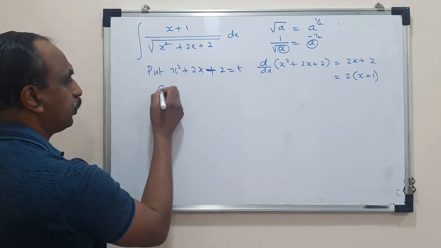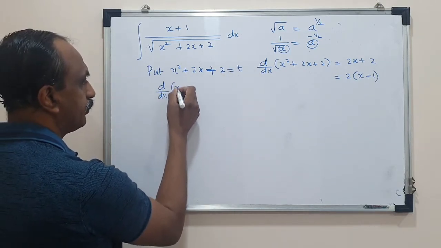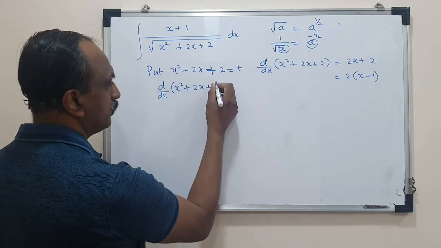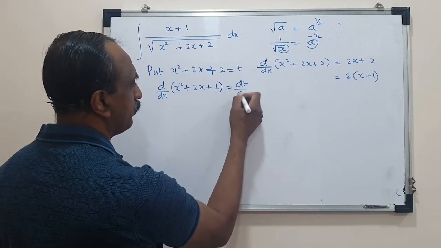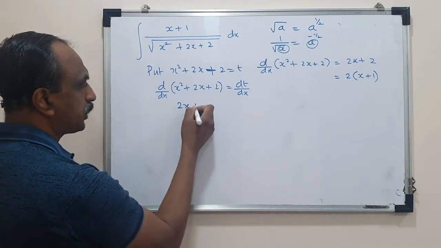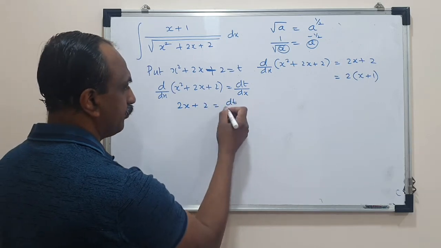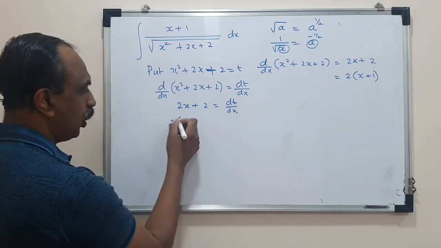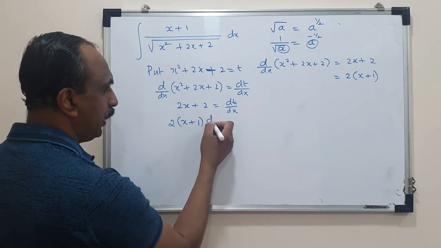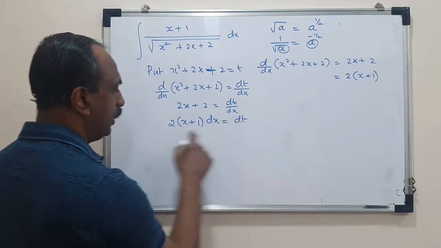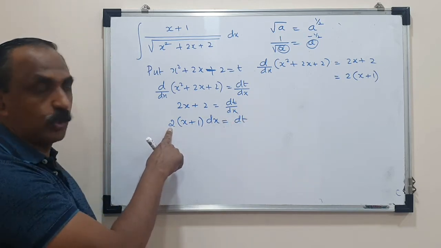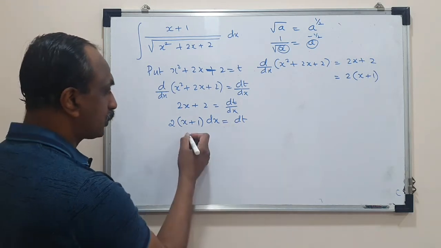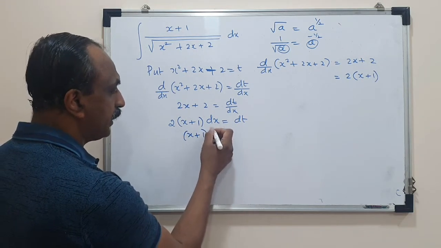So I differentiate both the sides with respect to x. It became dt by dx. So 2x plus 2 became dt by dx. I take a 2 common. (x plus 1) dx became dt. But I don't have 2 here. If I'm short of a constant, take that constant with the dt.